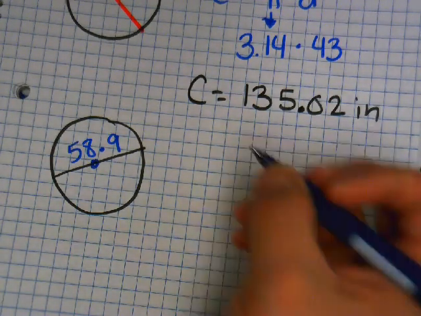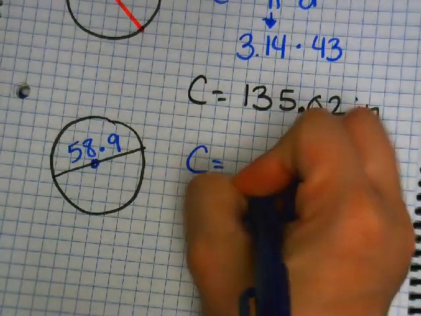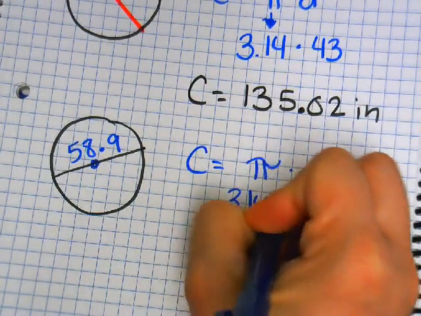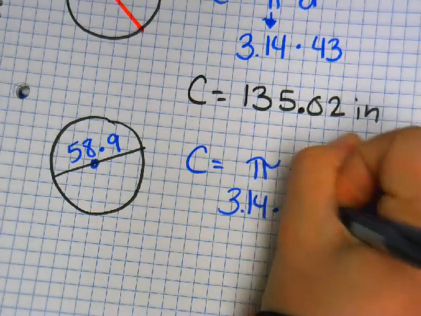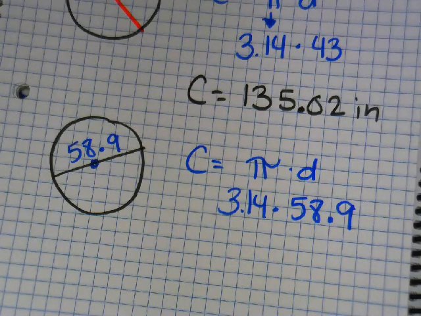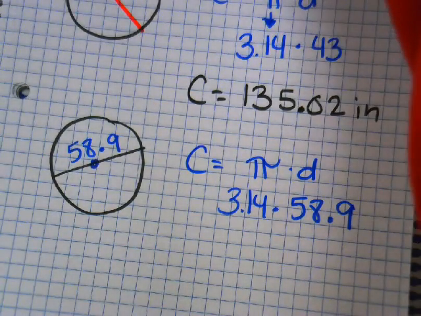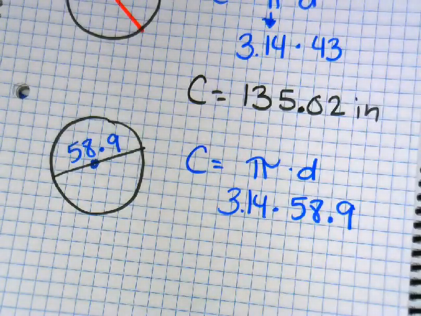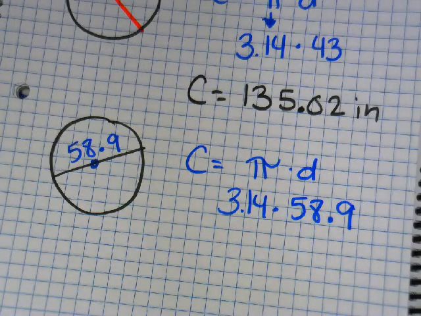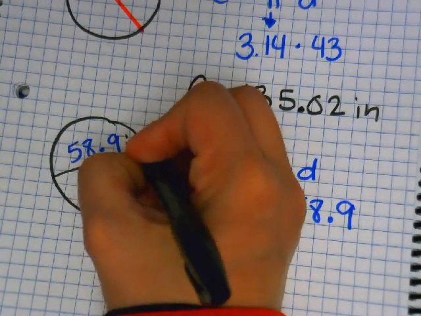Interesting. Circumference is equal to pi times d. Pi is 3.14 times 58.9. Nice. Weird number. I mean, you could have given me 2 digits after the decimal. That would have been fun. Oh, units? Boring. Mile.